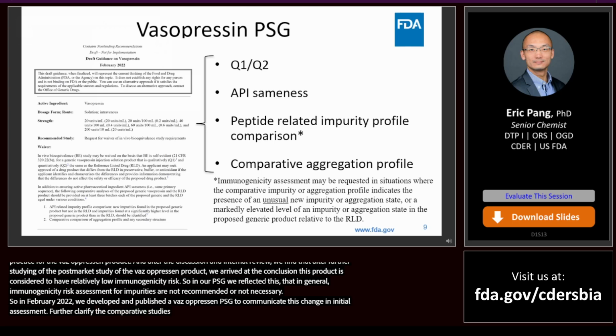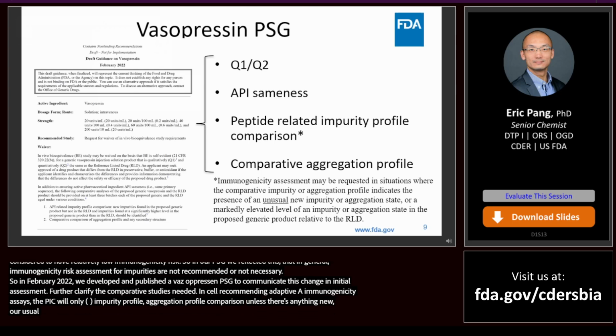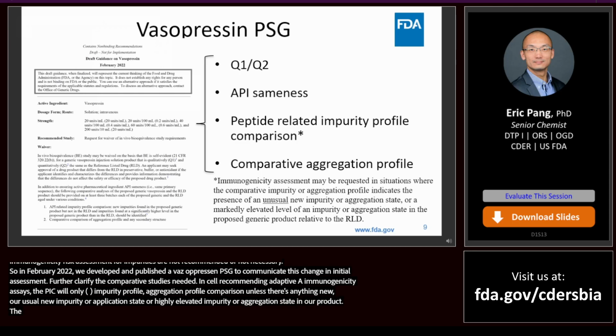So instead of recommending conducting adaptive and innate immunogenicity assays, the PSG will only recommend conducting API sameness, impurity profile, and aggregation profile comparison. Now, unless there's anything new or unusual, such as a new impurity or aggregation state, or a highly elevated impurity or aggregation state in the proposed generic product, the immunogenicity assessment will not be requested.